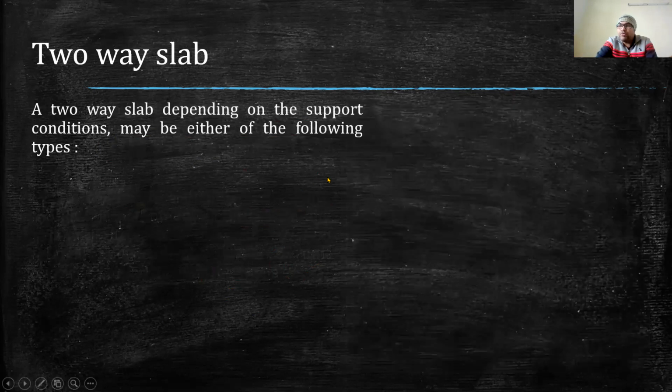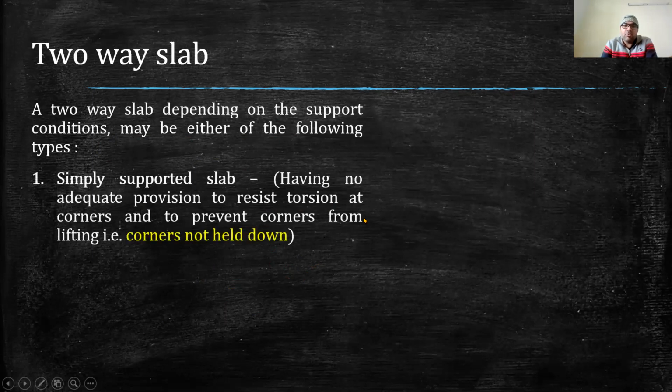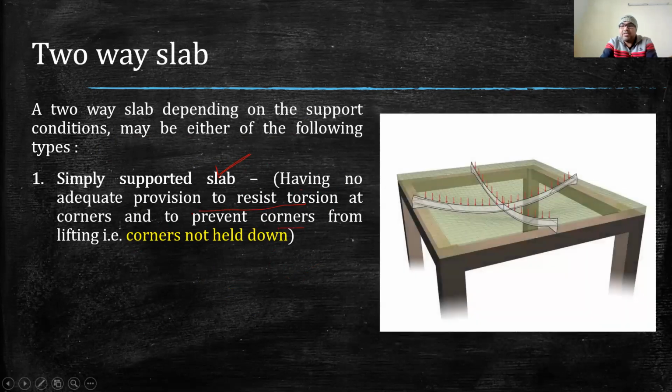Now, two-way slab is also classified in two categories. One is called the simply supported slab. Now, what is the meaning of simply supported slab? In this case, there is no adequate provision to resist the torsion at corners and to prevent corners from lifting. What does it mean? It means when the load is there, say for example, what will happen? The corners of the slab, all four corners of the slab, will try to lift up.